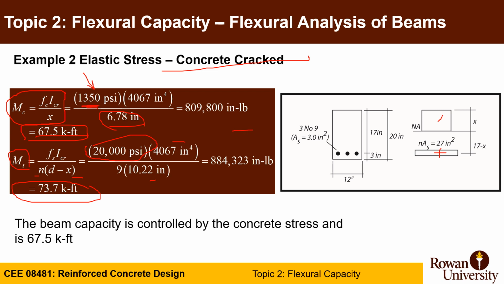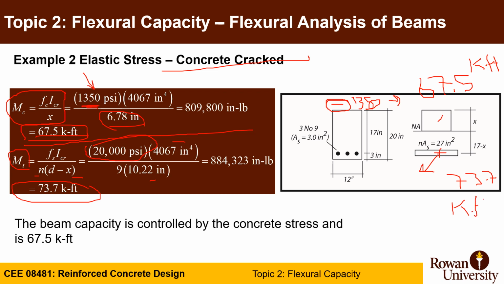So you actually calculated first the moment needed to generate compressive stresses in the top fiber of the concrete of 1350 psi, and this happened to be 67.5 kip-feet, and to generate 20,000 psi in steel, you need a moment of 73.7 kip-feet. So they turn out not to be the same number.